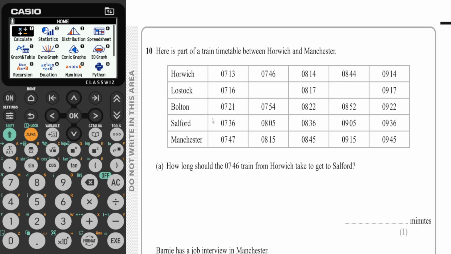Question number 10. Here is part of a train timetable between Horwich and Manchester. Part A. How long should the 7:46 train from Horwich take to get to Salford? So we are going from Horwich to Salford, from 7:46 to 8:05. Well, if I add on 14 minutes, that gets me to 8 o'clock, plus another 5 minutes. That's 19 minutes in total.